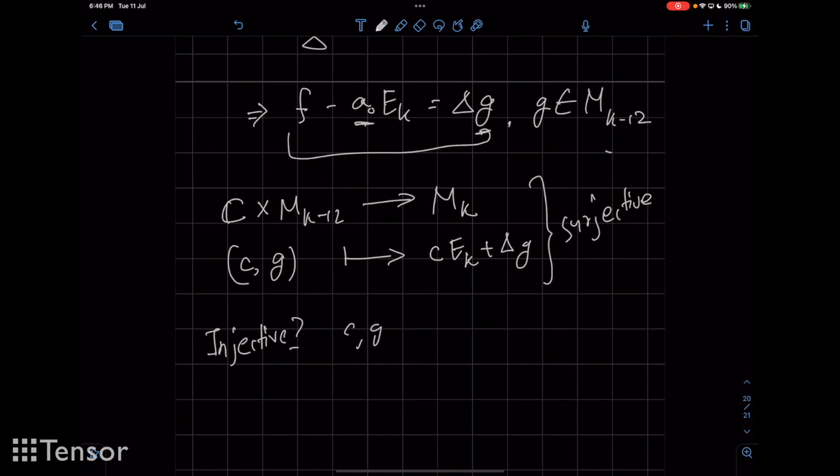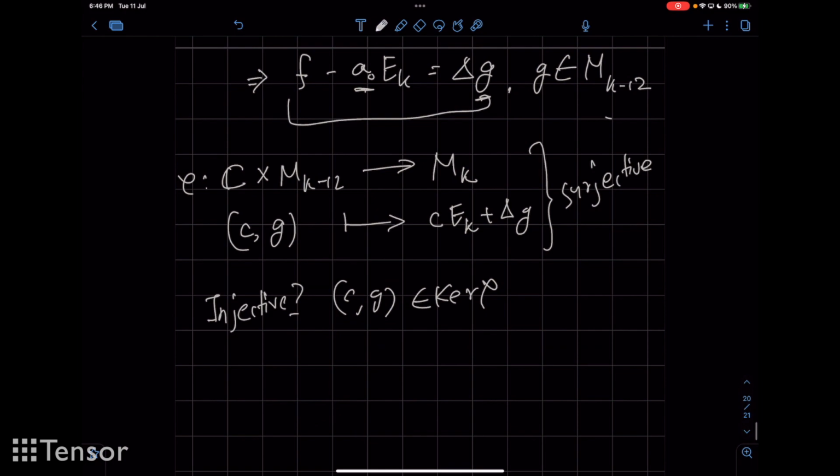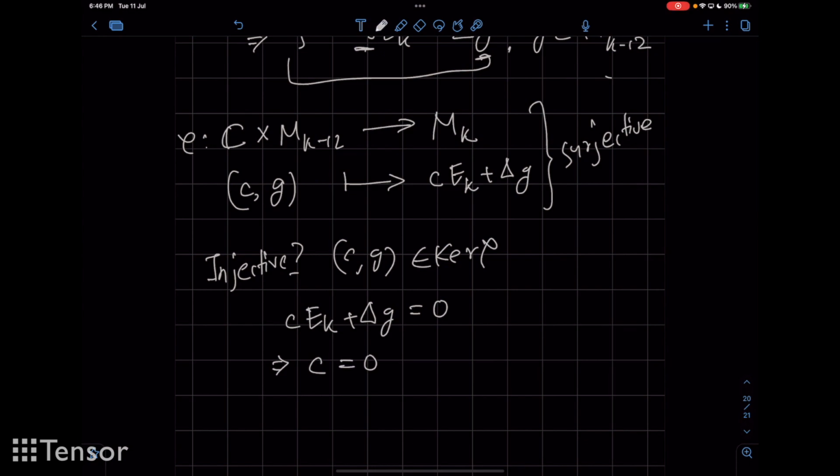Let's say we take some (c, g) from the kernel of this map. Let's call this map phi, the kernel of phi. Then what we have is that c E_k plus delta g is 0. Now let us compare the constant terms of the q-expansions. The constant term of delta is 0. The constant term of E_k is 1. So therefore, c must be 0, since c is the constant term of the q-expansion of the left hand side.